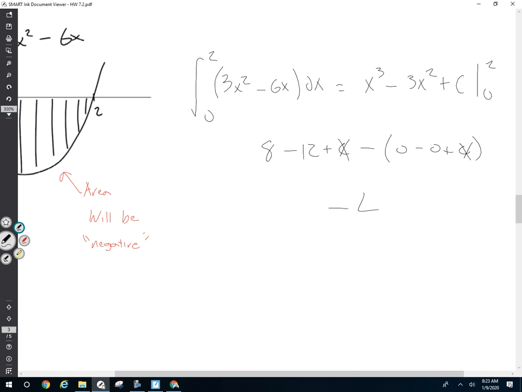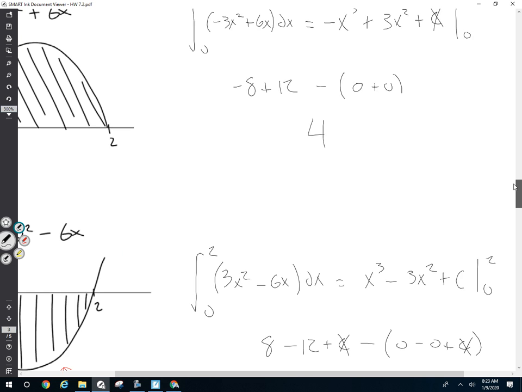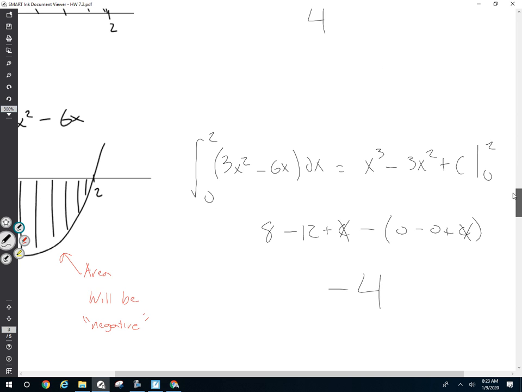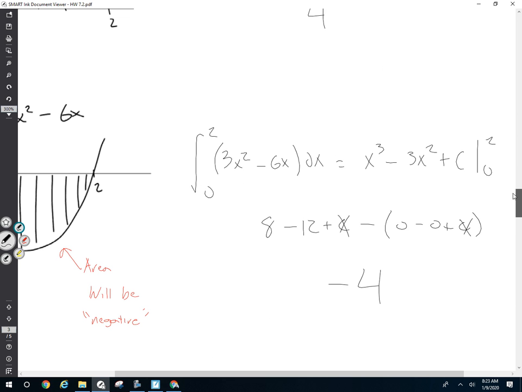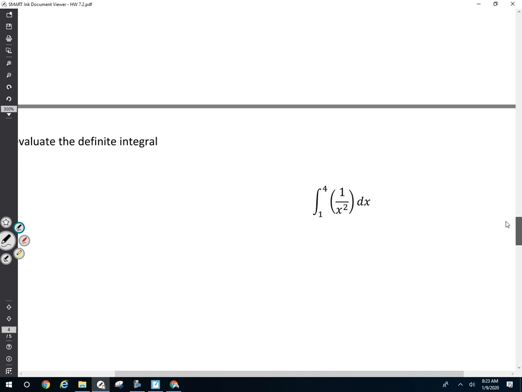8 minus 12, negative 4. Notice the areas are opposites of each other, though it's the same function over the same interval. Okay, so we got what we're looking for. We're good with that.